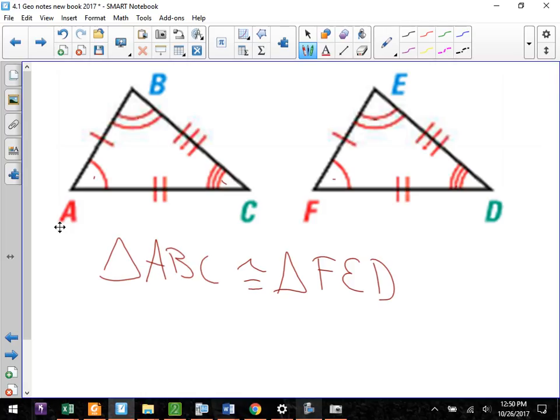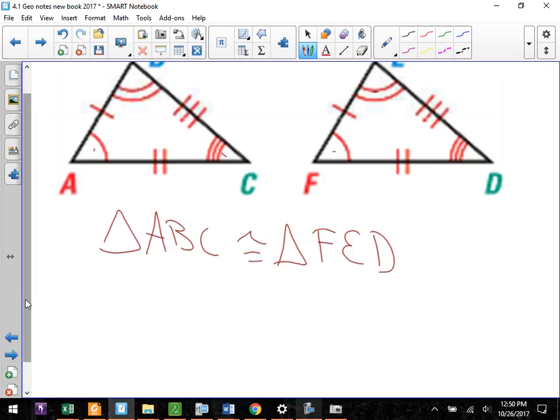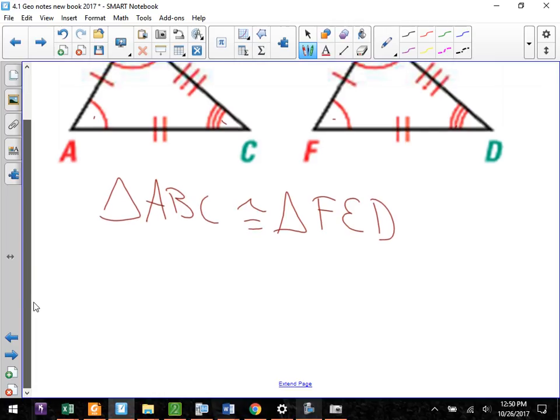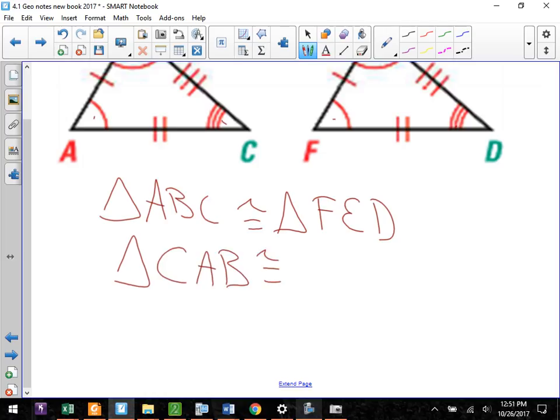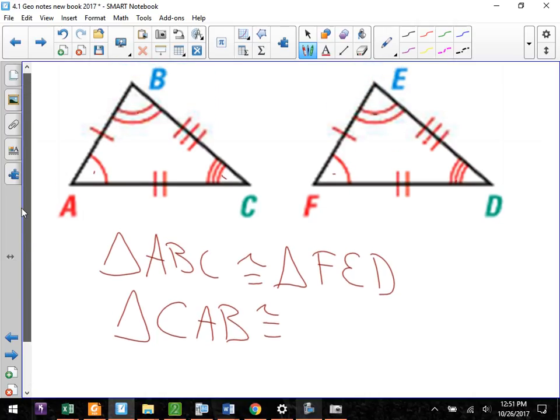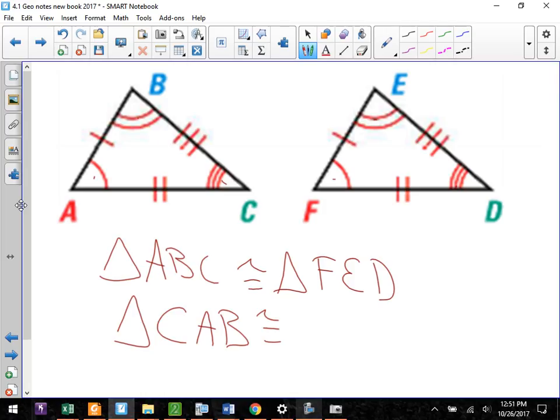Now, what happens if I say triangle CAB? What would the letters have to be? DFE? See what I'm getting at here? It doesn't matter how you start it, just as long as the letters match up.